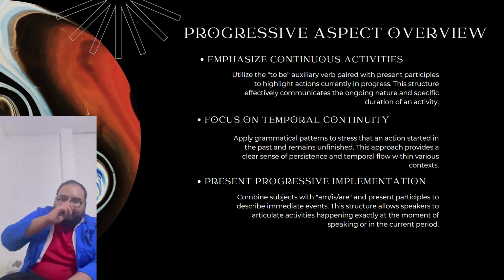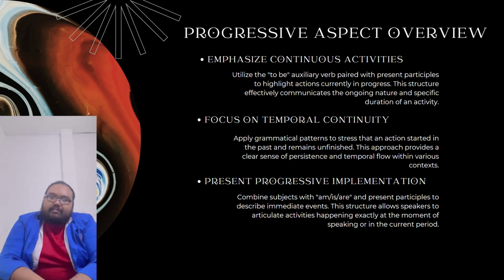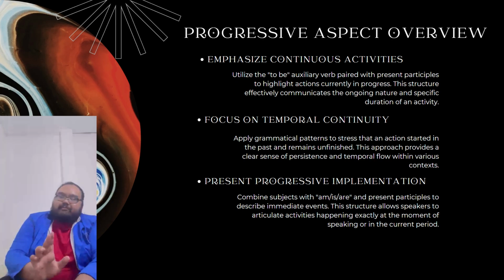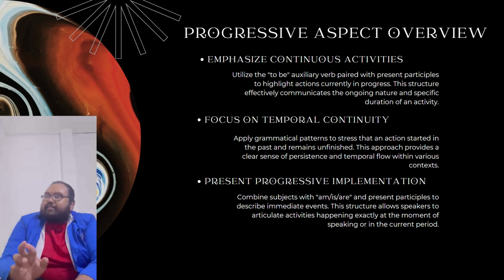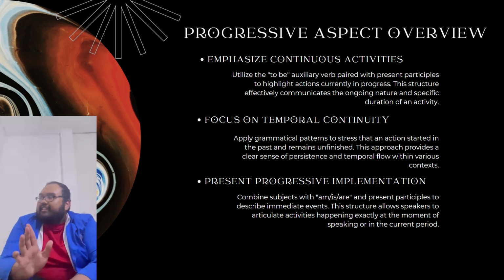And now for progressive aspect. First one, emphasize continuous activities. Utilize the to-be auxiliary verb paired with present participles to highlight actions currently in progress. This structure effectively communicates the ongoing nature and specific duration of an activity.